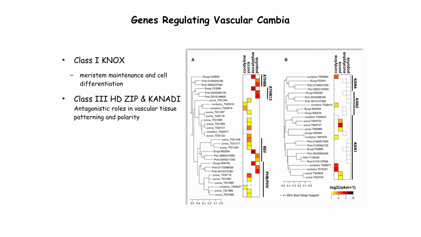But the KANADIs were different and a bit of a surprise. So in eucalyptus and poplar, we know that these genes are present in the genome because we have fully sequenced genomes, but they're not expressed in the cambial zone or wood-forming tissues. And in fact, these are actually expressed within the phloem or the inner bark of the tree. Now within the cordyline and yuccas, we did see evidence of expression of KANADI orthologs.